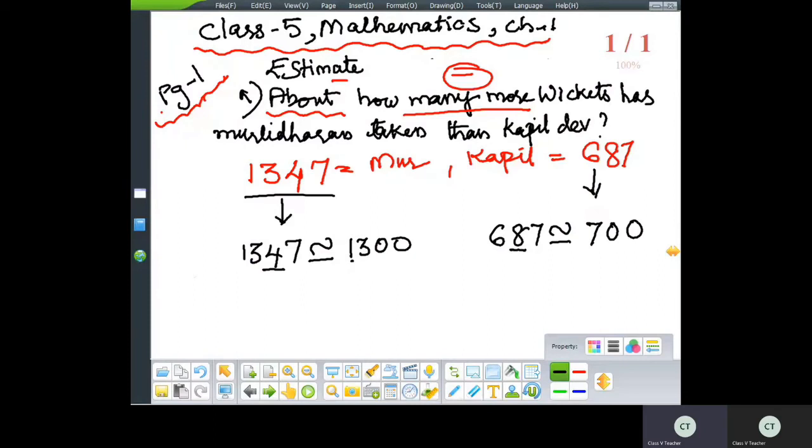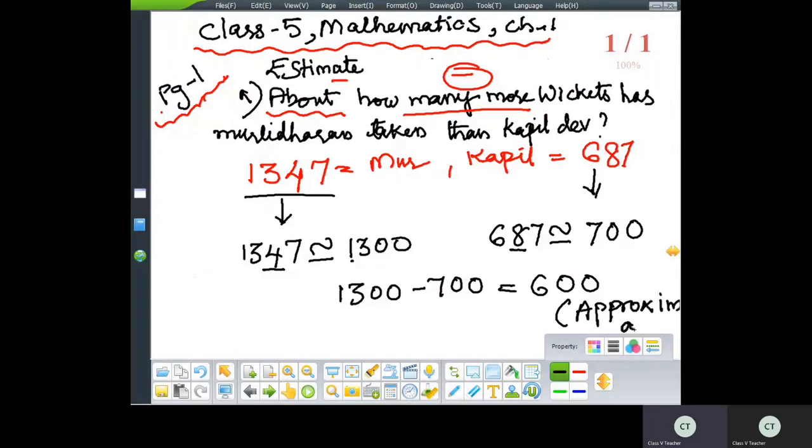Okay, now orally you can do it, children. So 1300 minus 700. So 13 minus 7, how much? Yes, the same as in the oral answers. So you'll get 6, 600. So how many wickets? This is the estimated value. That means approximate value, not the exact value. Approximately 600 wickets. Understood?